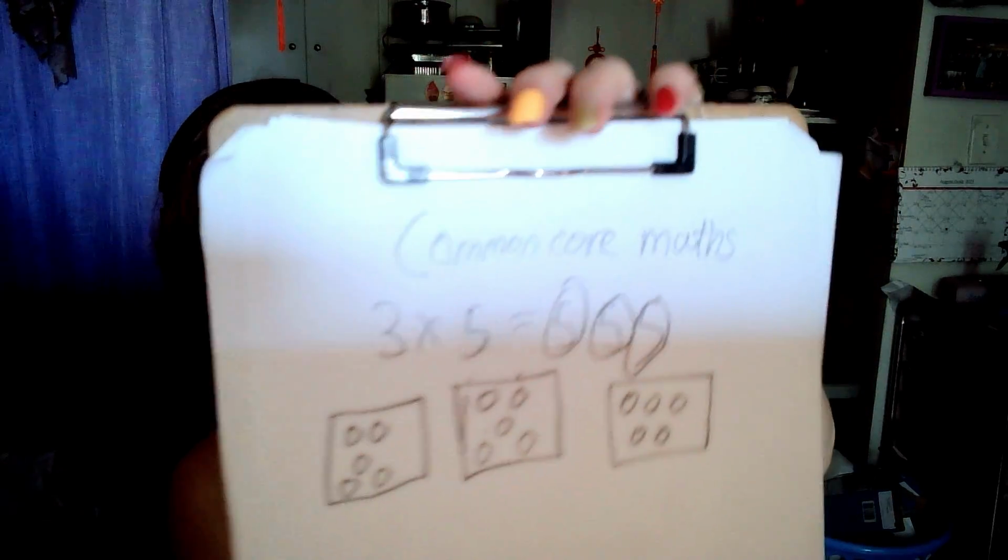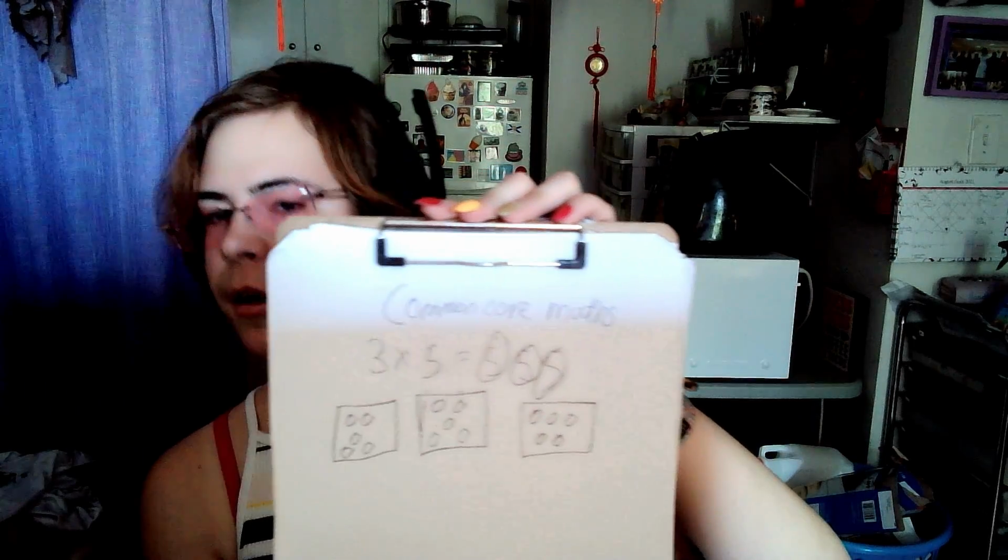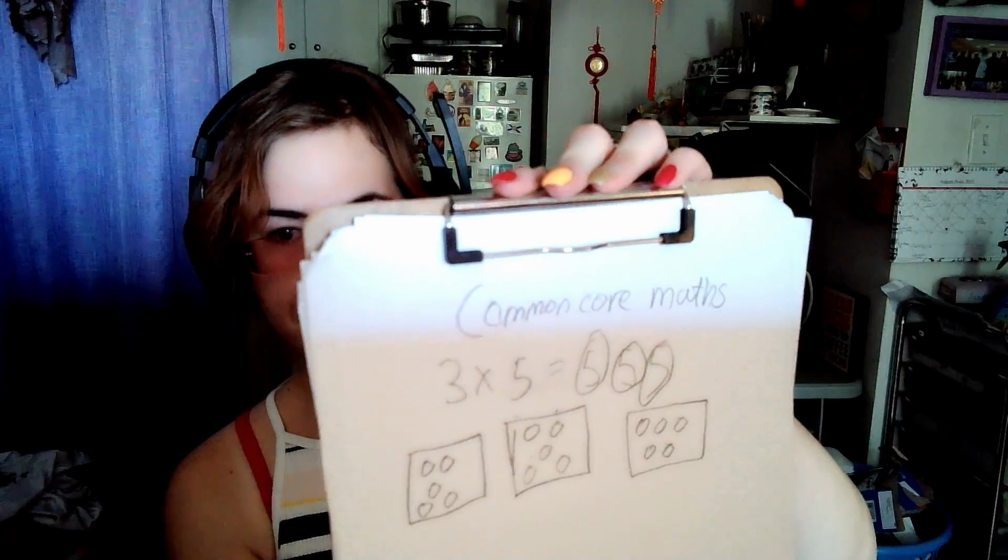So you know, it's like if I was to depict it in another way. I have 3 crates containing 5 fruits. 3, 4, 5. 1, 2, 3, 4, 5. Here's a better representation of what Common Core math looks like. It is simple, and yet a lot of people have a hard time figuring this one out.